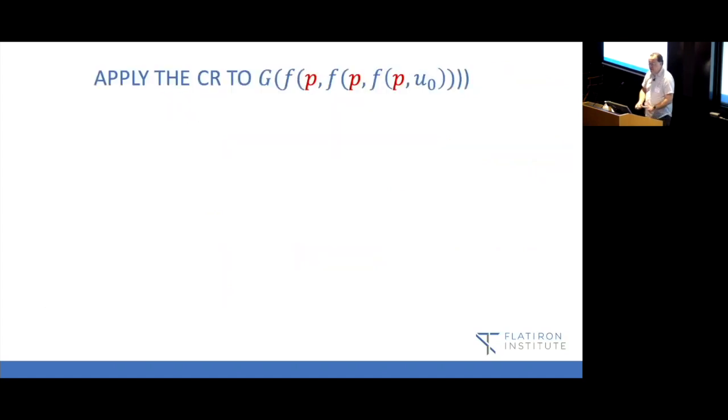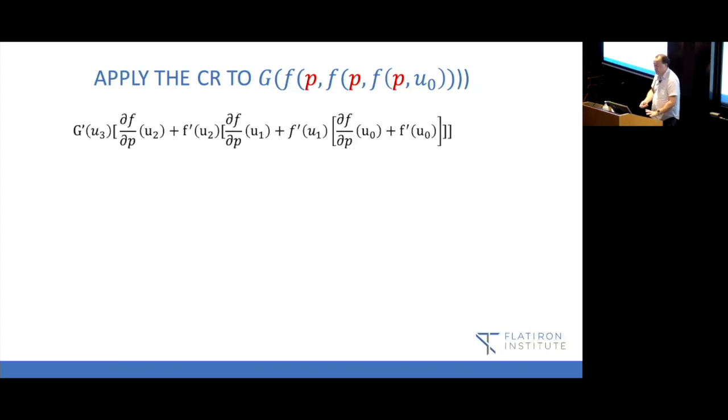All right, now I'm going to show you the same thing holds if you have a parameter that you want to find gradients with respect to, or any number of parameters. We go through the same process as before. We simply apply the chain rule to this beast. Gives us something like this, where we now have the extra term that comes from the derivative of the f's with respect to the parameters.